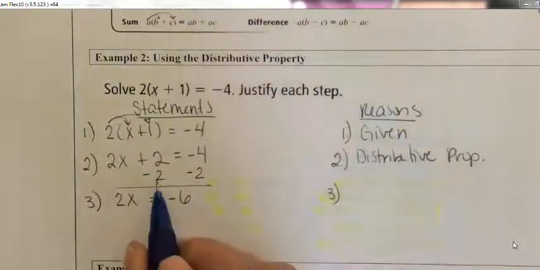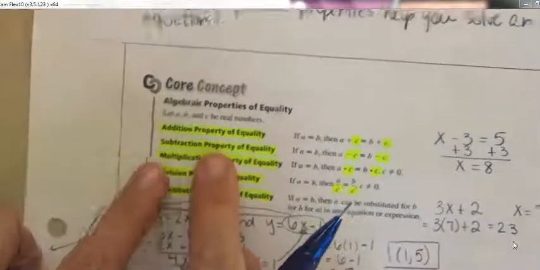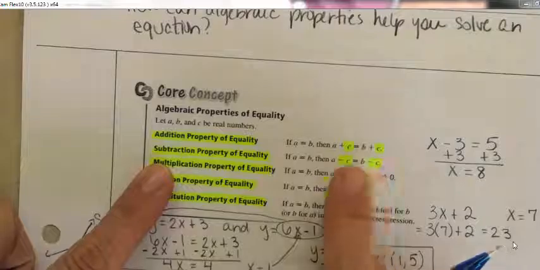And what allowed me to do that? Well, I subtracted 2 from both sides. So that was that subtraction property of equality, right? I subtracted the same thing from both sides.